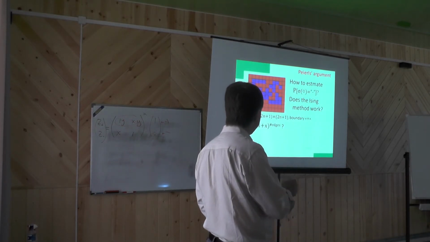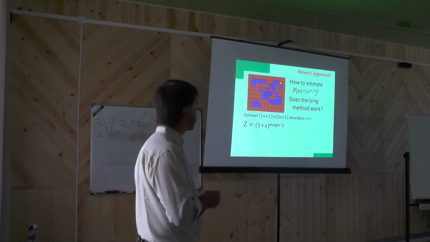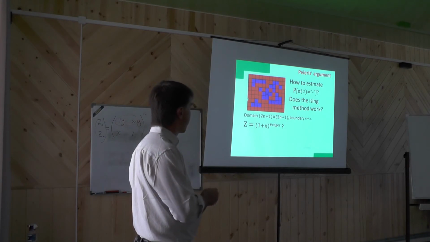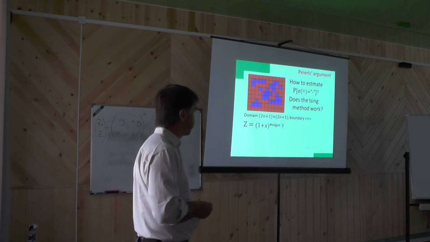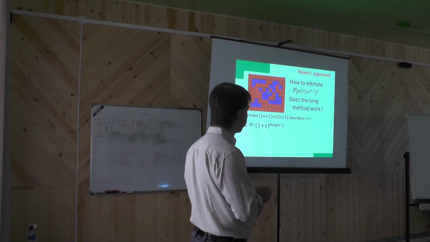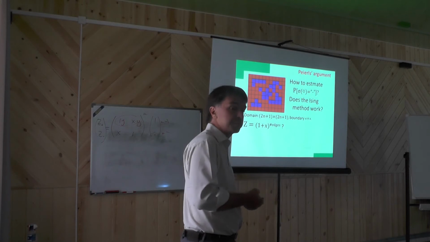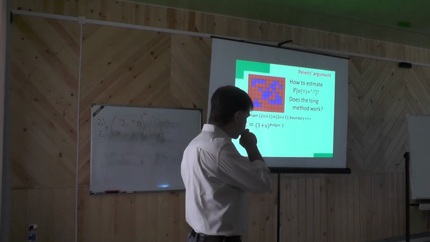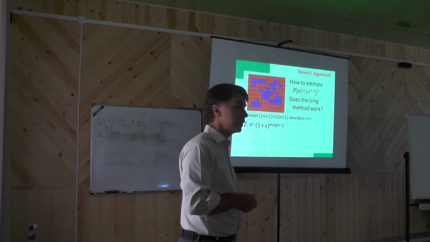So we take some rectangle or square, and we assume that it magnetizes the boundary, so all the boundary is red. And for a given temperature x, we want to calculate the probability that the center is red or the center is blue. So the first question is, does the method of Ising work?